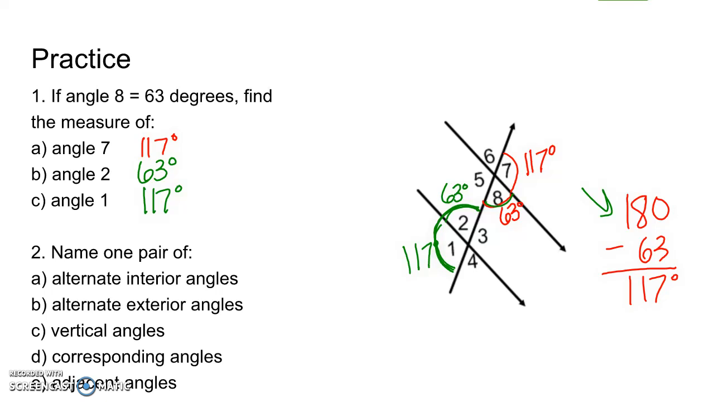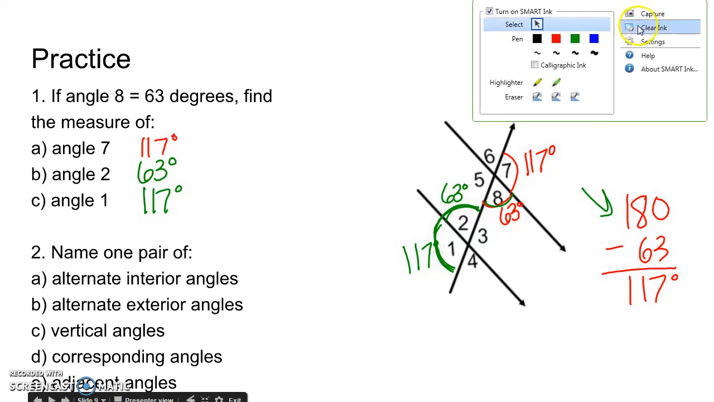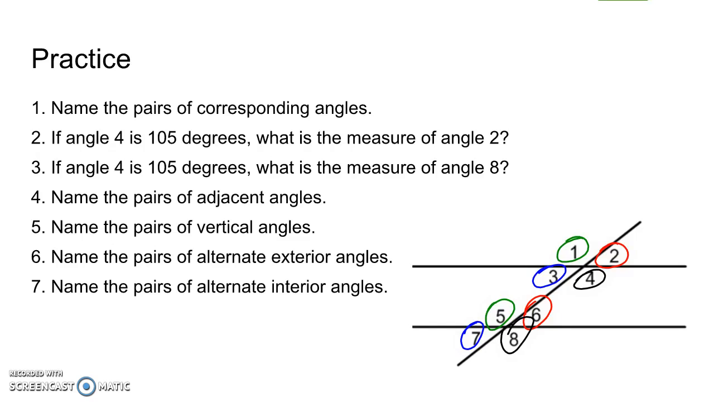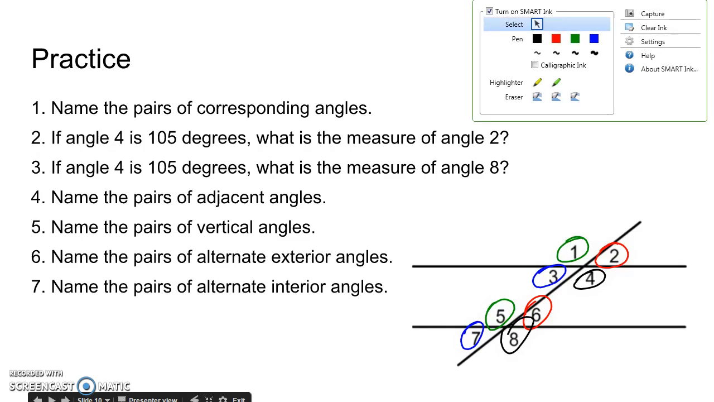All right, last example, and then you can get started on Digits. Let's practice naming the pairs of corresponding angles one more time. Corresponding angles are the ones that are in the same spot, just on the different parallel lines. We would have 1 and 5, 2 and 6, 3 and 7, and 4 and 8. That's for number 1.